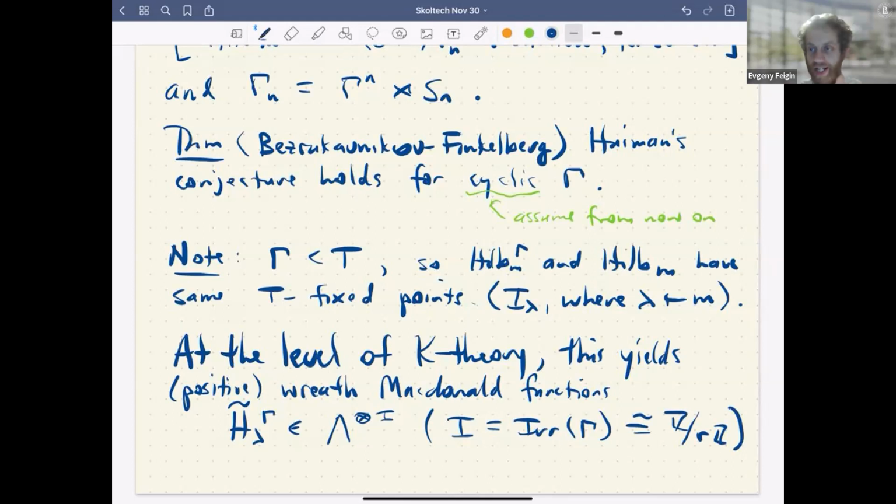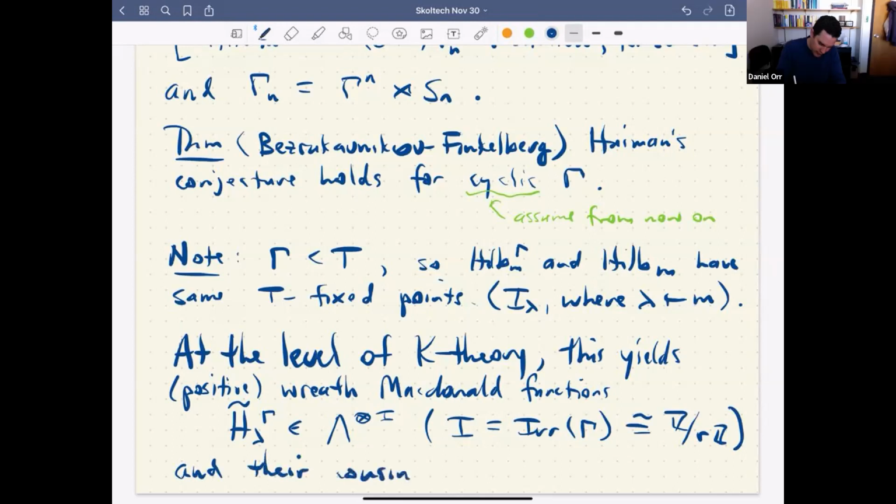Dan, I'm sorry, do I understand correctly that you kind of combine all chi together? Right, yes. Let me write it on the next page. So you get these and their cousins, P lambda gamma. There's also a P version defined in a similar way. In an analogous way to how you go from H tilde in the usual Macdonald to P, there's a similar thing going on here.